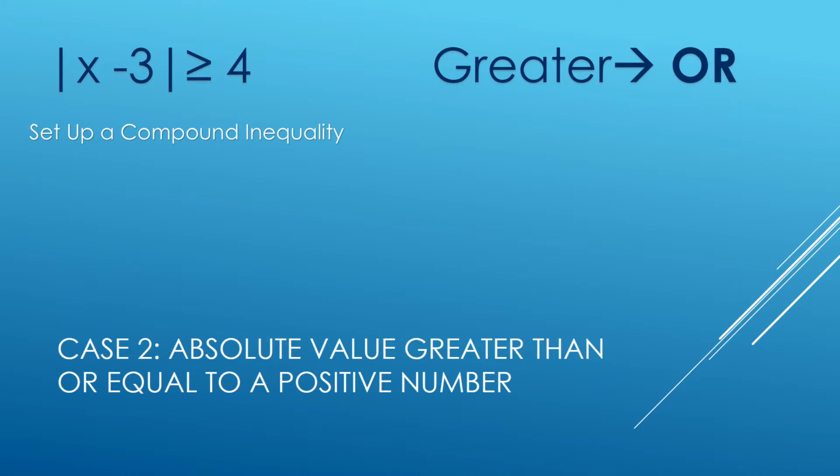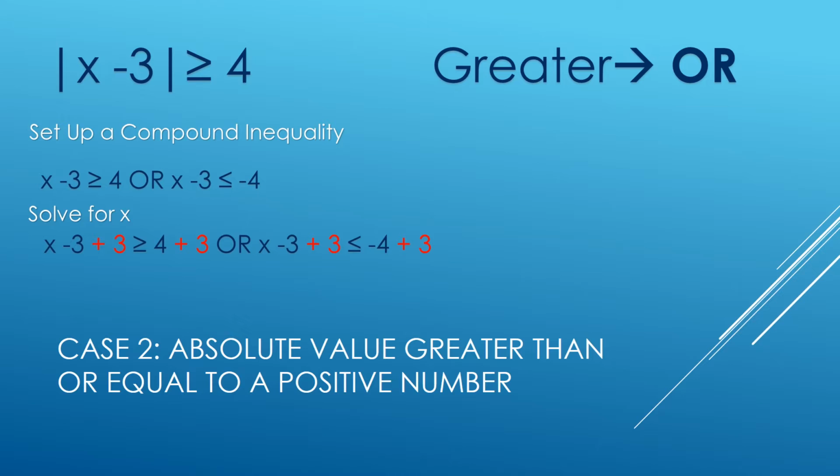Alright, so the first thing we need to do is set up the compound inequality. So again, we drop the absolute value bars and keep the same inequality direction, the same number, so x minus 3 greater than or equal to 4. And for our second inequality, we're going to change the direction, so it's going to go from greater than or equal to less than or equal, and we're going to use the opposite of the number, so it's going to go from 4 to negative 4. And again, we're going to solve for x. To do this, we're going to add 3 to both sides of the inequalities. Then we're going to get x greater than or equal to 7 or x less than or equal to negative 1.